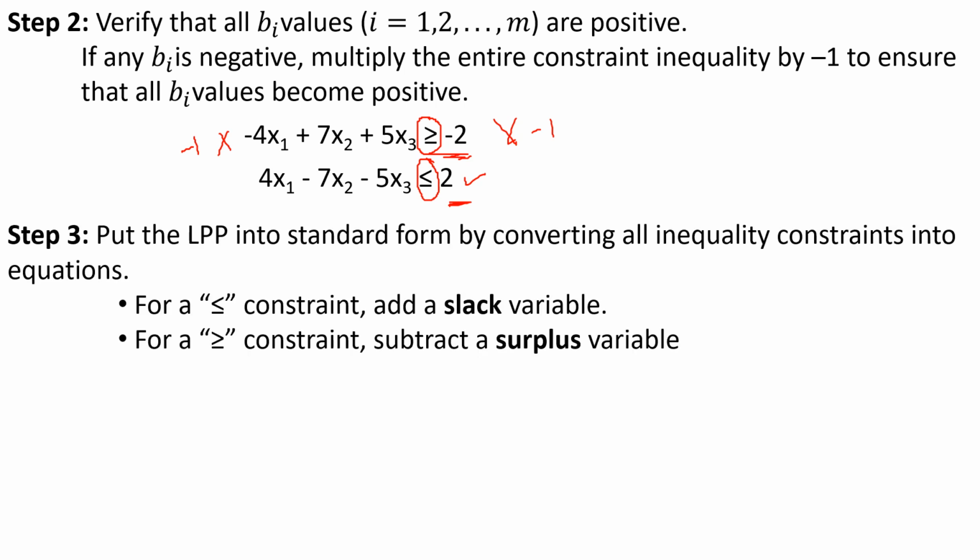And the next step is to put the LPP into standard form by converting all inequality constraints into equations. If any constraint has the less than or equal to inequality symbol, then you have to add a slack variable. Similarly, if the constraint has the greater than or equal to inequality symbol, then subtract a surplus variable.